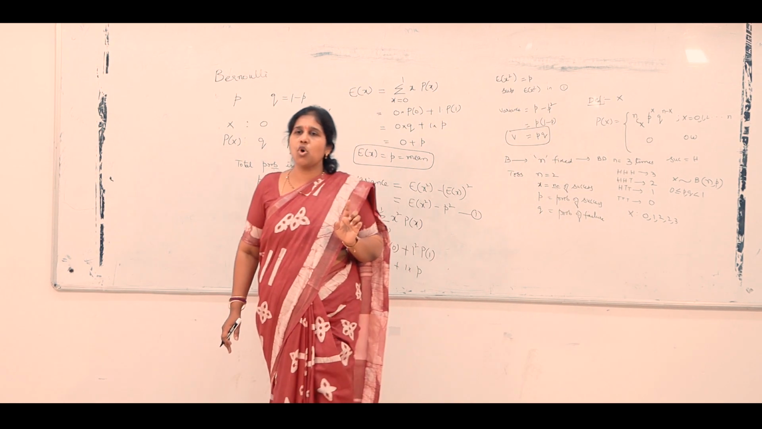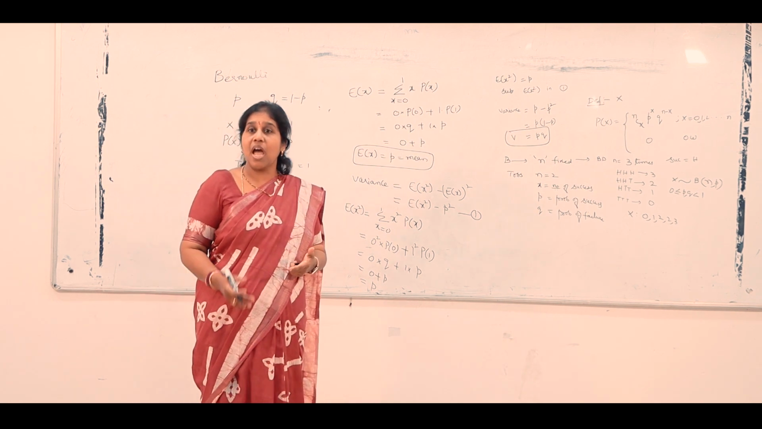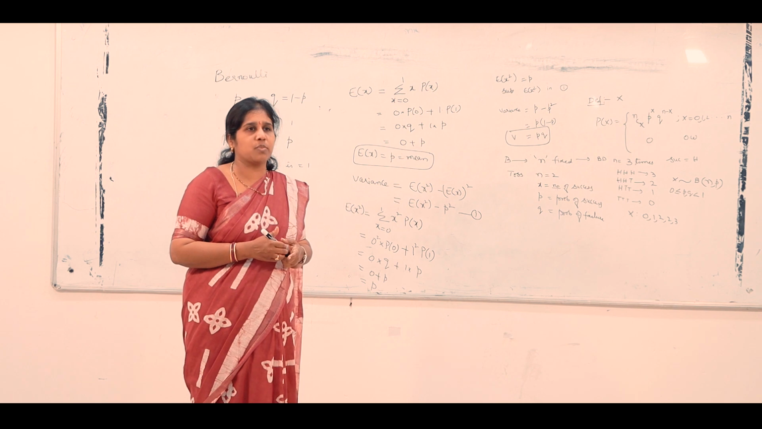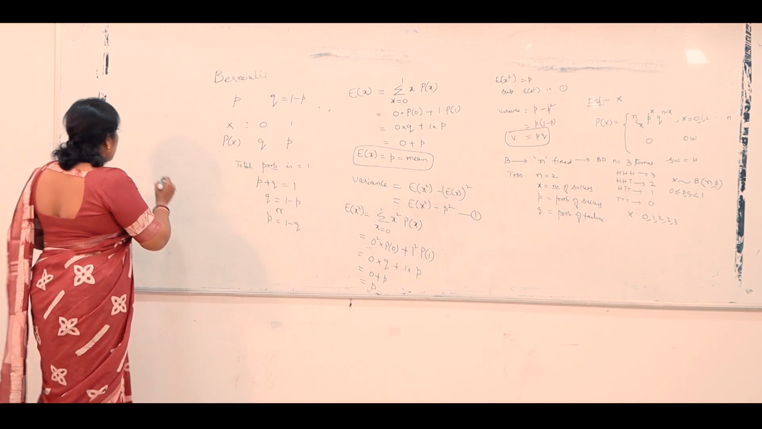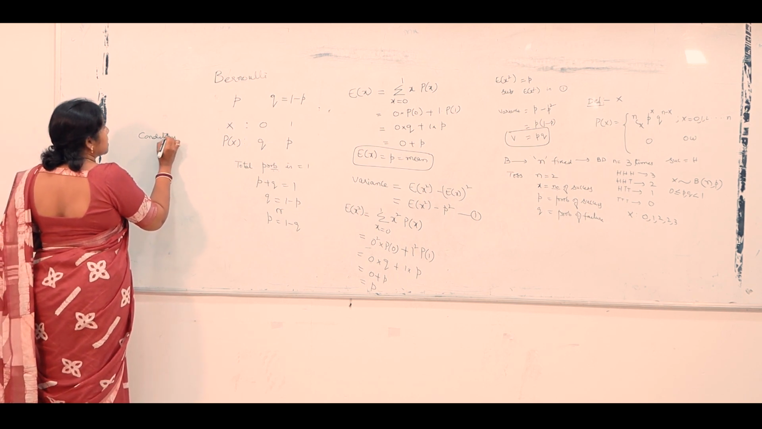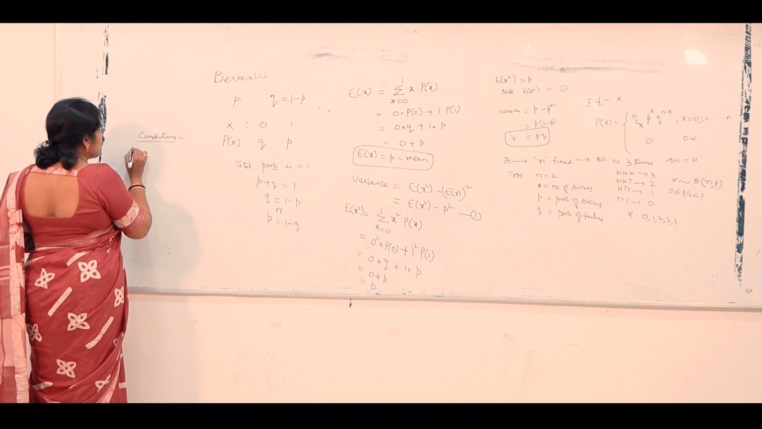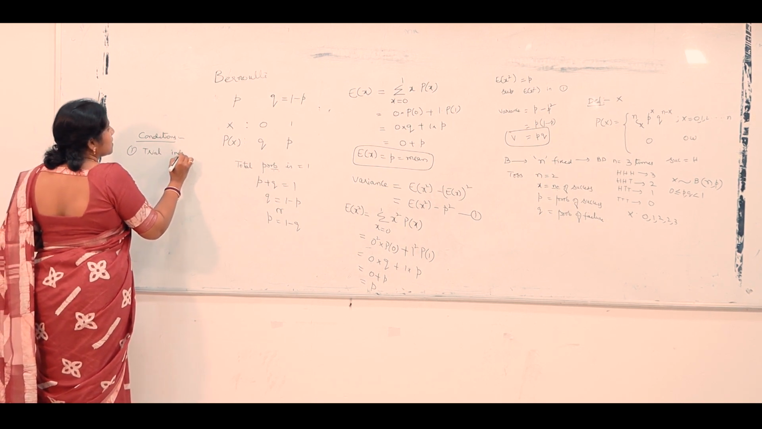Now, going to the next topic. What are the situations, the conditions under which we use this binomial distribution? The first conditions for existence of binomial distribution: the first condition is that the trials should be independent of each other.